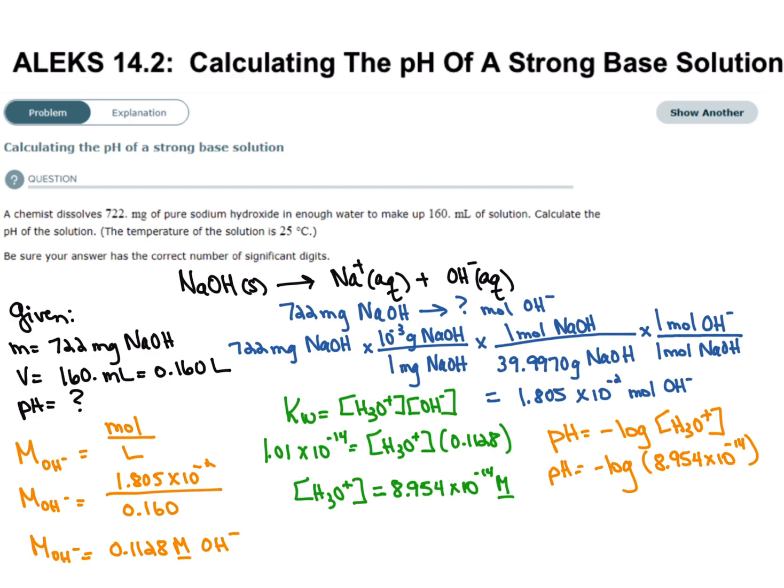Now we want our final answer in the correct number of significant figures. Concentration would have had 3 significant figures, and 3 significant figures in concentration means 3 decimal places in pH. So our pH is equal to 13.048. Let's take a look at another example.